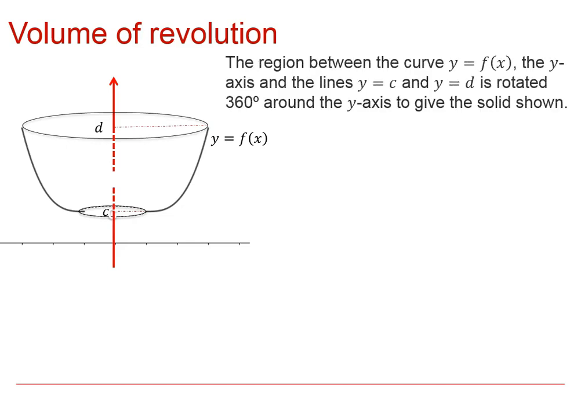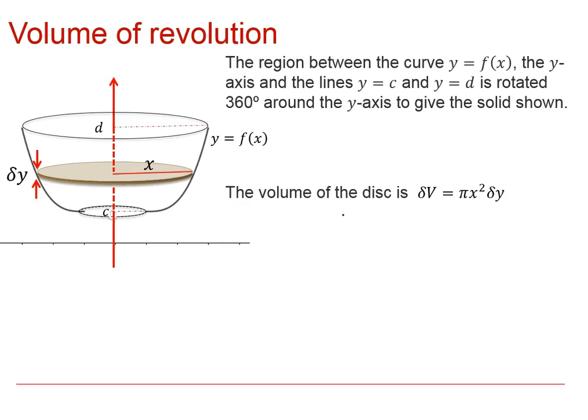So in this picture we can see that this curve f of x has been rotated around the y-axis between C and D, and we get this solid here. Again, what we're going to do is take cylinders with an ever decreasing height and sum them together, and that's how we find the volume of revolution.